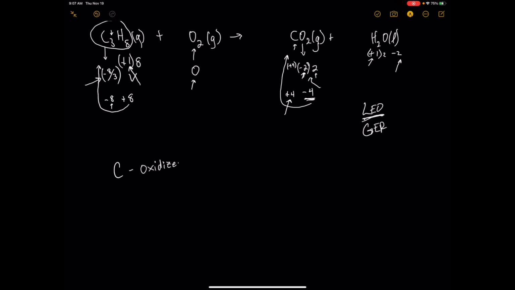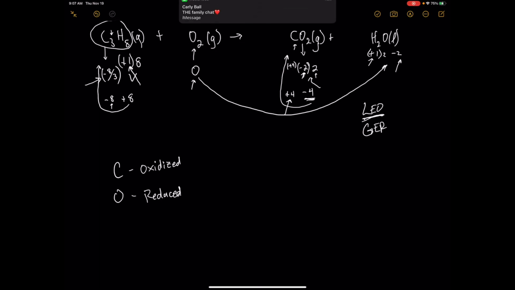So carbon here is oxidized. All right, and then if you gain electrons, which means you're becoming more negative like oxygen did, right? We gained electrons, so we gained negative charges. That means oxygen was reduced. Okay, so we've got our oxidized compound and our reduced compound. And now we're going to look at, okay, what about the things that were oxidizing them, the oxidizing agent and the reducing agent?